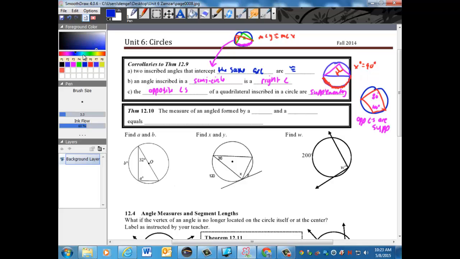Alright, then the last rule we have is that the measure of an angle formed by a chord. And actually, before we do this, let's solve these problems because theorem 12.10 revolves around this question. So we're actually going to try and solve it first, and then we'll jump back to this theorem. So here we have a chord that goes through the center. It's a straight line, so we know that it's a diameter, which means this intercepted arc is going to be 180 degrees, which means angle A is a 90-degree angle.